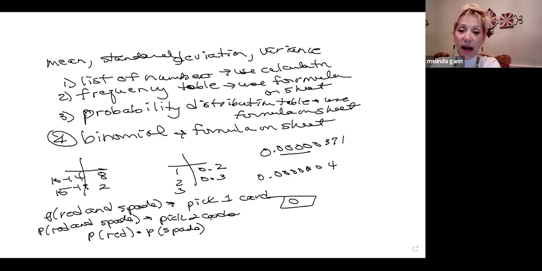And make sure you understand, if I say with replacement, that means every time you pick, you record what you got, but then you put it back before you pick again. If I say without replacement, that means once you pick it, you keep it. It's not going back. So then every time you pick, there are fewer things in your total. Okay, so make sure that you read. There's a lot of reading on this test. You've got to read very, very carefully.